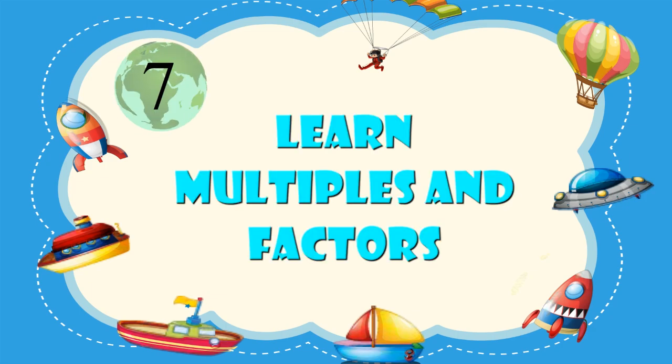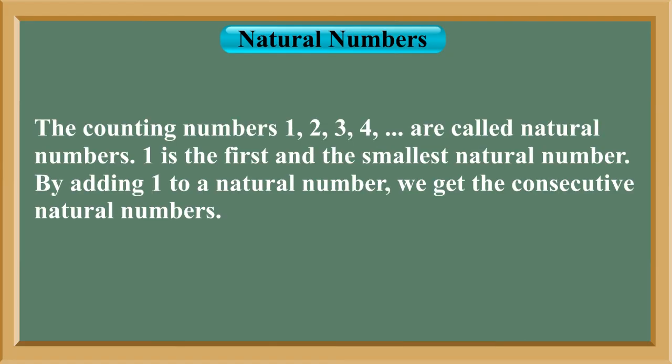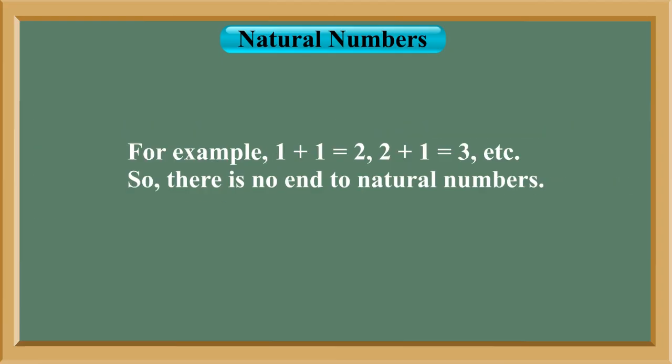Lesson 7. Learn multiples and factors. Natural numbers. The counting numbers 1, 2, 3, 4 are called natural numbers. 1 is the first and the smallest natural number. By adding 1 to a natural number, we get the consecutive natural numbers. For example, 1 plus 1 is equal to 2, 2 plus 1 is equal to 3, etc. So, there is no end to natural numbers.